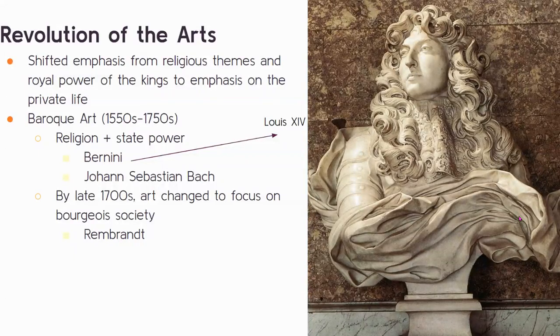All right, so the last strand of culture we're going to talk about is the arts. This should be a little bit of review for you, because this is going to be about Baroque art. But what we're going to see overall in the 1700s is a shift from religious themes and royal power. That's the focus of the art before. And so we're going to focus eventually more on the emphasis of private life.